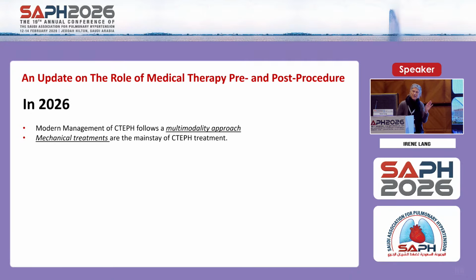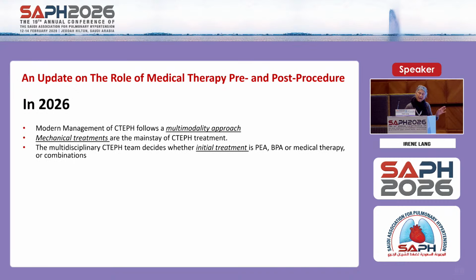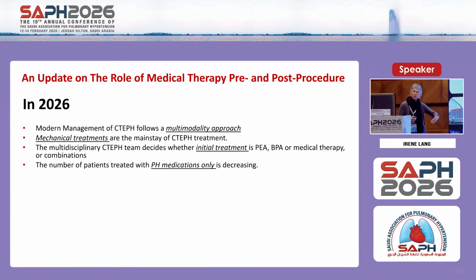I would like to emphasize again, chronic thromboembolic pulmonary hypertension is a mechanical problem. And we decide in a multidisciplinary team which is the initial treatment. Could be medical, could be BPA, could be PEA, pulmonary endarterectomy, depending on the patient. We see less and less medication-only CTEPH patients. And if you see this, ask the question why.